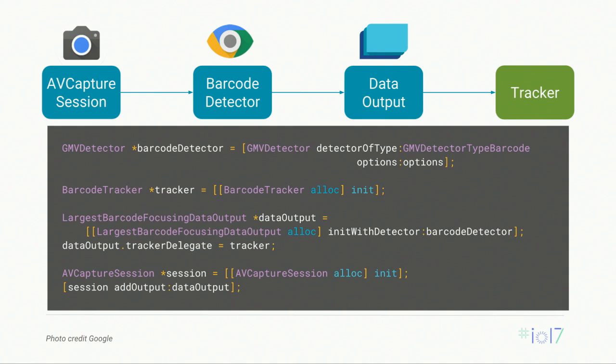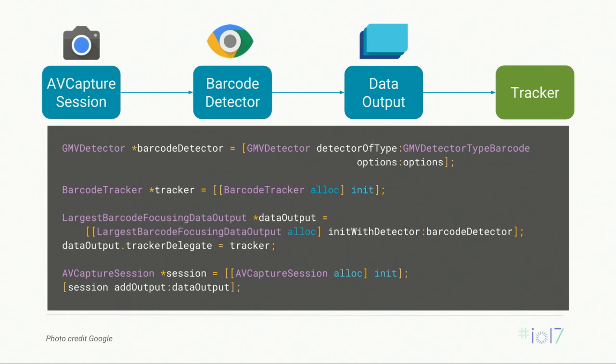So this is what the iOS pipeline looks like. It should seem familiar. It has 4 steps, just like before. However, to respect iOS convention, we made some changes. Instead of the camera source, we're using the AV capture session to interact with the camera. Instead of the processor, we're using data output, which is a delegate on the AV capture session, to hook up the detection result to the tracker. The rest should be fairly familiar.